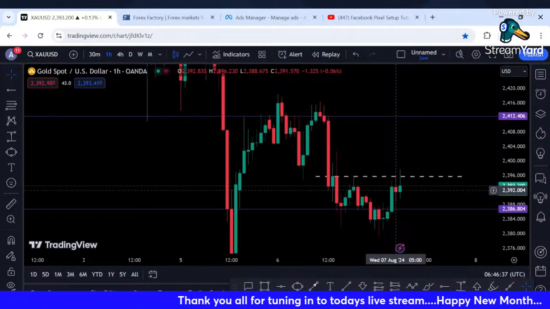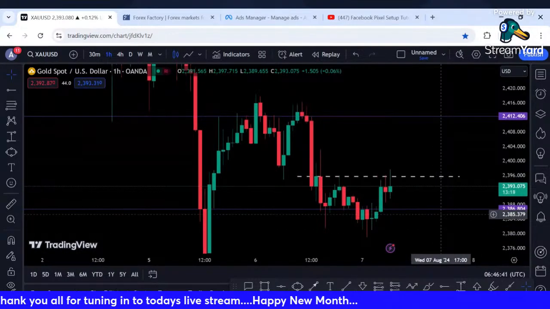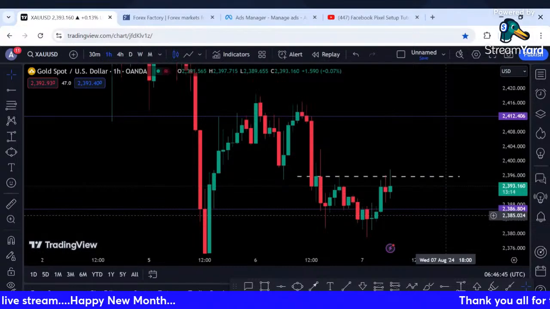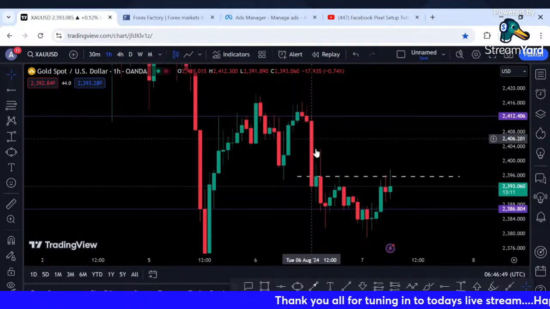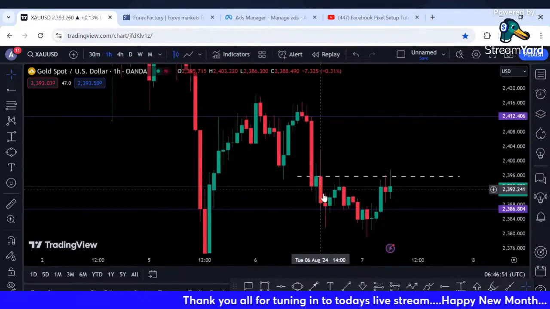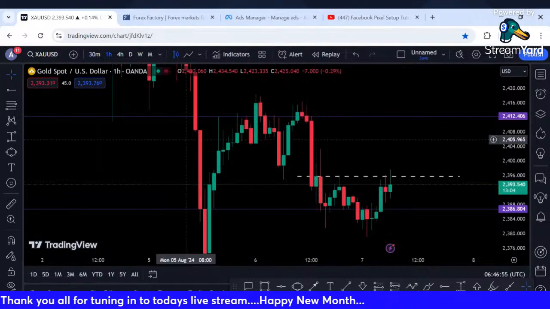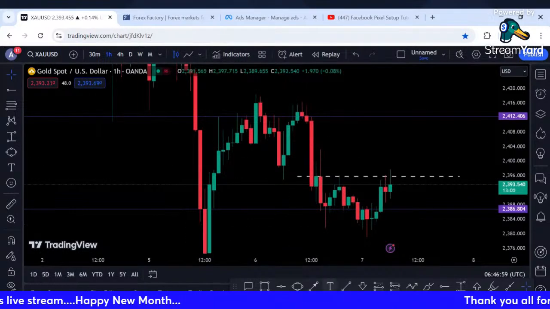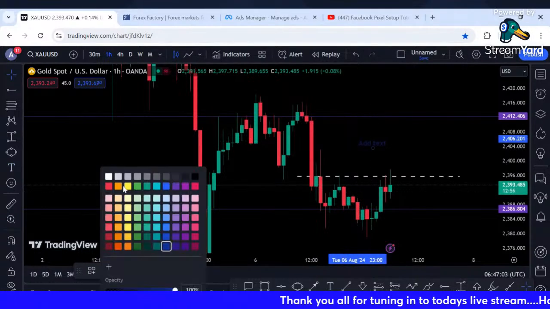So the red represents a bearish candle. We call it a bearish candle. You get it? And the green represents the opposite. So this is how it works.